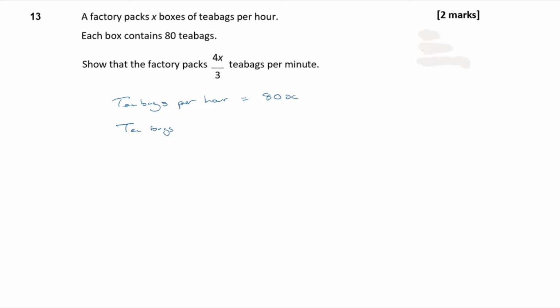Okay, so if I want to then do tea bags per minute, then I'm going to have to do 80x divided by 60, because there are 60 minutes in an hour. So 80 divided by 60, that comes to 4/3. So that is the same thing as 4x over 3.